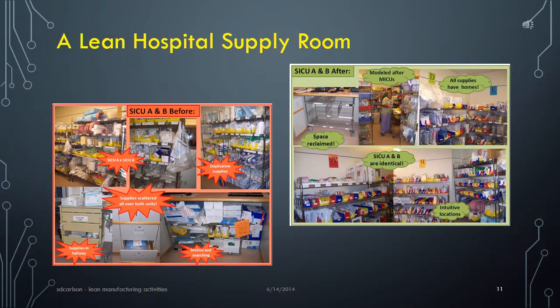Here is an example of before and after 5S in a hospital supply room. The visual difference is unmistakable. Surely the medical staff can find what they need more quickly. Another benefit of a visual system, such as the SICU after 5S, is the ability to tell when something is hitting a low inventory status.